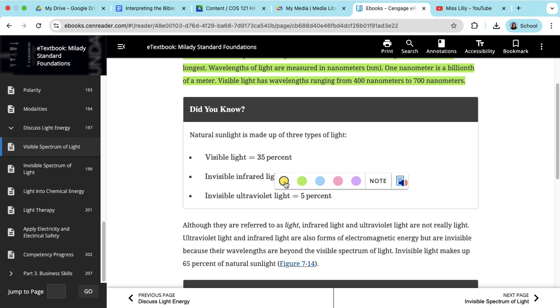I'm trying to highlight. Can't highlight.